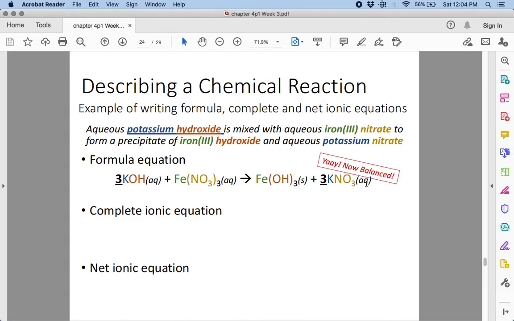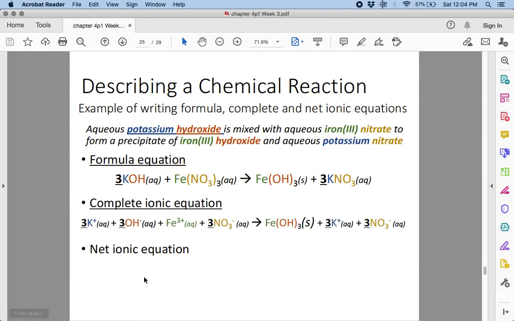The formula equation is what we are familiar with, right? This is that secret language where when I see an ionic compound, an aqueous, I actually have to go, yes, I know that you know that I know. This is really K plus and OH minus. So go ahead, I would encourage you to pause the video here and write out the complete ionic equation.